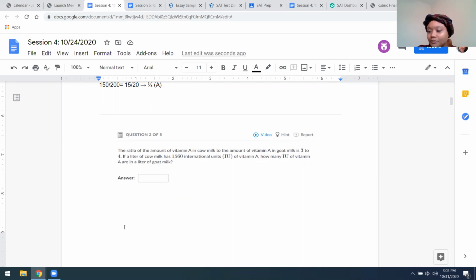Okay, so this is dealing with a ratio, but in math, we call this a proportion because we have one amount that we're given and we know it's proportional to another amount, but we need to figure out one part of that other ratio or fraction. What we do know is that the ratio of the amount of vitamin A in cow milk to the amount of vitamin A in goat milk is 3 to 4. So let's go ahead. All right, 3 to 4.